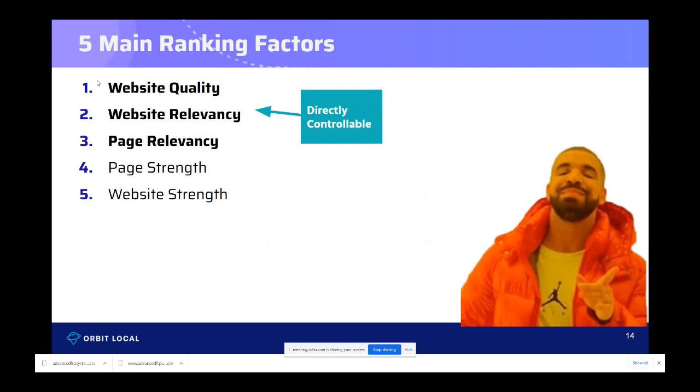I look at these 5 factors: website quality, website relevancy, page relevancy, page strength, and website strength. Now, the first 3 are directly controllable. That means you could get off this webinar and take action and have an immediate impact on those 3 main ranking factors. The other 2, you can't really do right now. That's going to require getting links, which is a whole other topic that we're covering today.